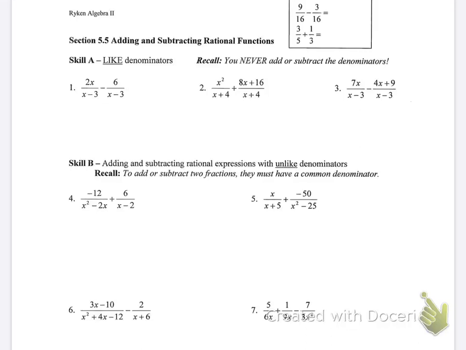Okay, so these are the notes for section 5.5. It's going to be adding and subtracting rational functions. So just a quick recall up here: when you're adding and subtracting fractions, they have to have a common denominator, right? The denominator is the one on bottom. So those are the same.